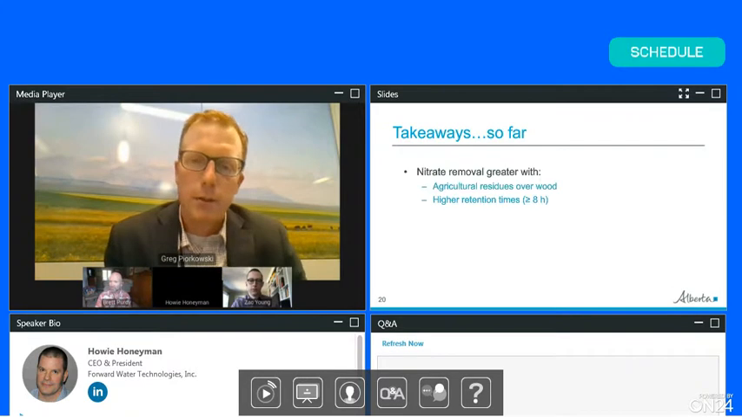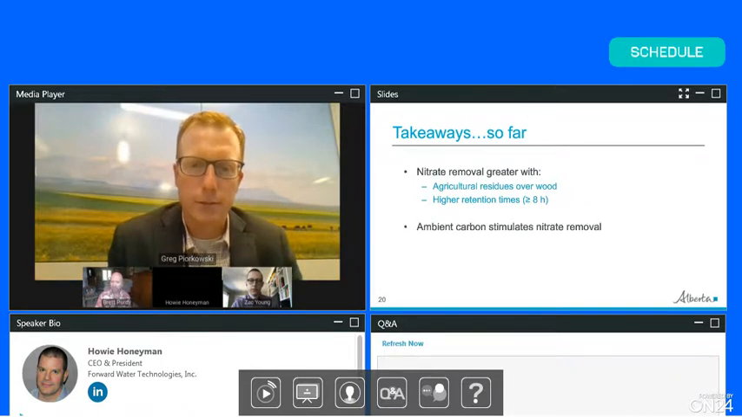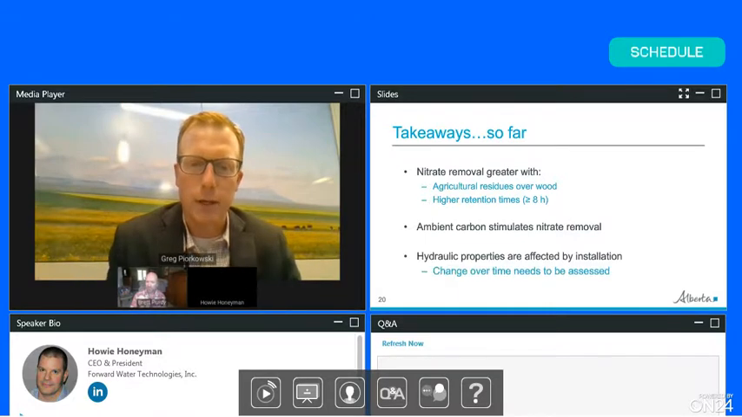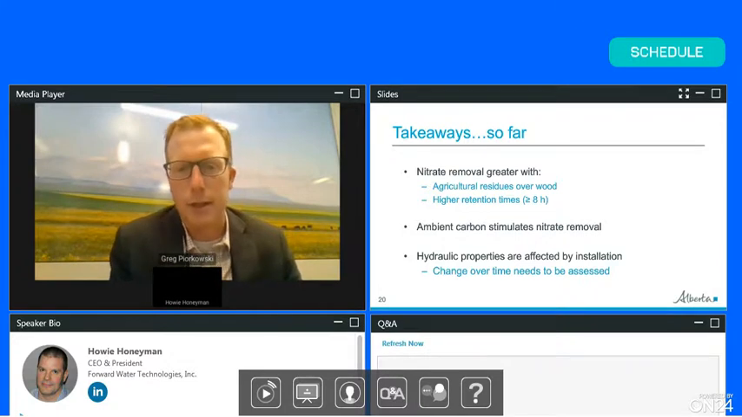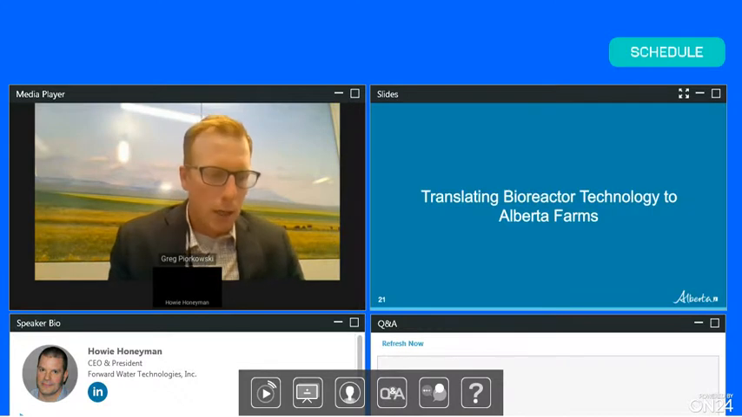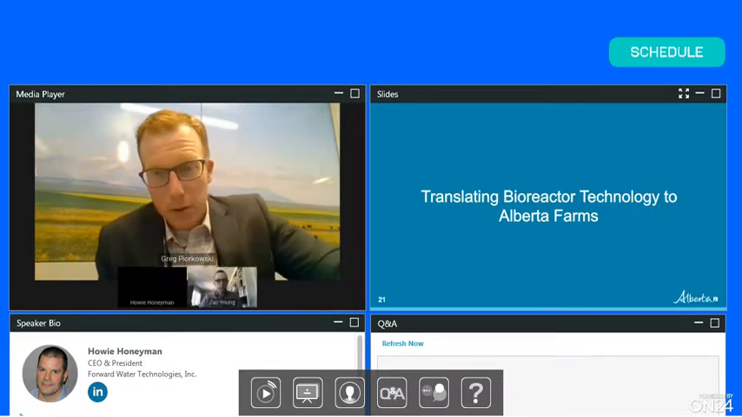So the takeaway so far, we do have demonstrated good nitrate removal in these systems. Agricultural residues are doing very well. Carbon is an important factor here. And then we do have some indication that the hydraulic properties tend to be affected by how these bioreactors are installed. But more importantly, we want to look at how things change over time. So that's basically what we're doing.